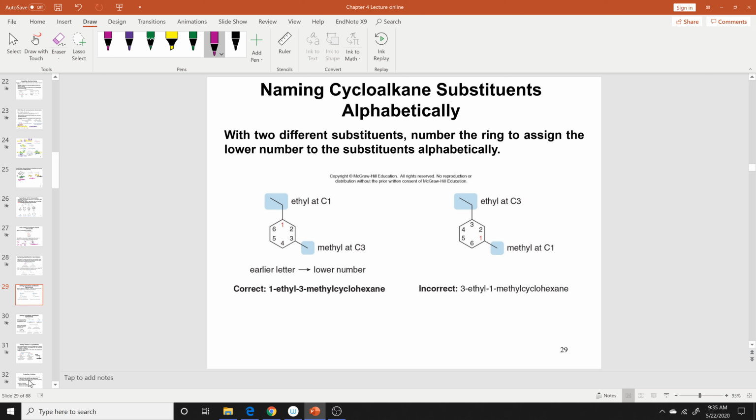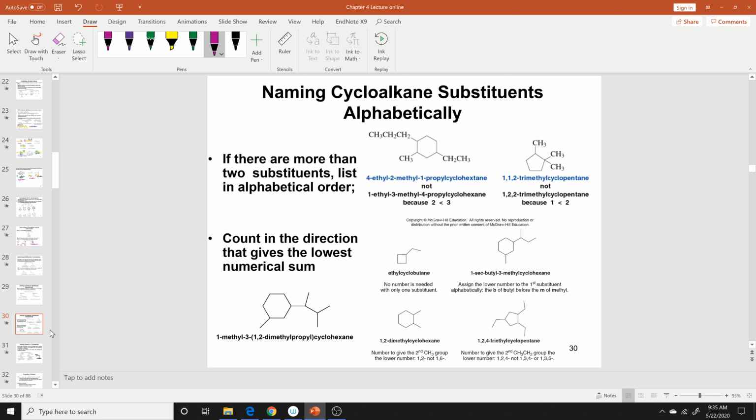Okay, so this is it. And then if there are more than 2 substituents, in this case I want you to list them in alphabetical order. And I want you to count in the direction that gives the lowest numerical sum. Here is an example. I have a propyl, an ethyl, and a methyl. I know that the E comes before the M.